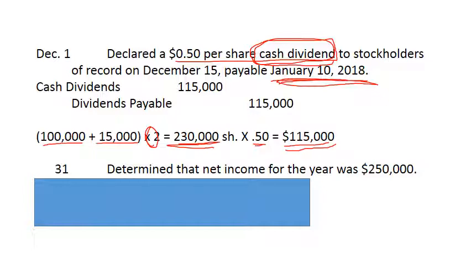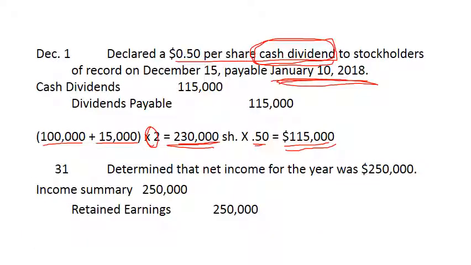The last entry here, they're telling us the net income was $250,000. So as part of the closing entries, we would have income summary debited for $250,000, and retained earnings credited for $250,000. As part of the closing process, the cash dividends would be credited and retained earnings debited, and the stock dividends would be credited and retained earnings would be debited as well.